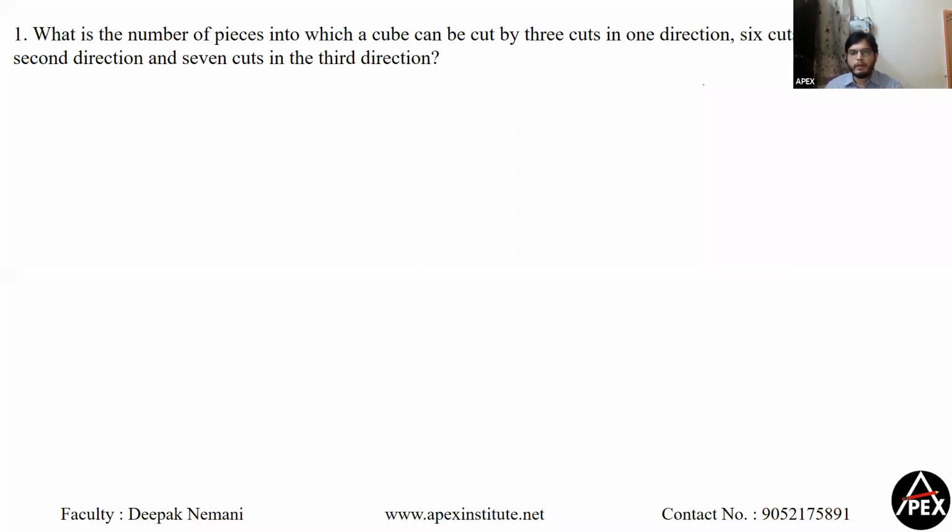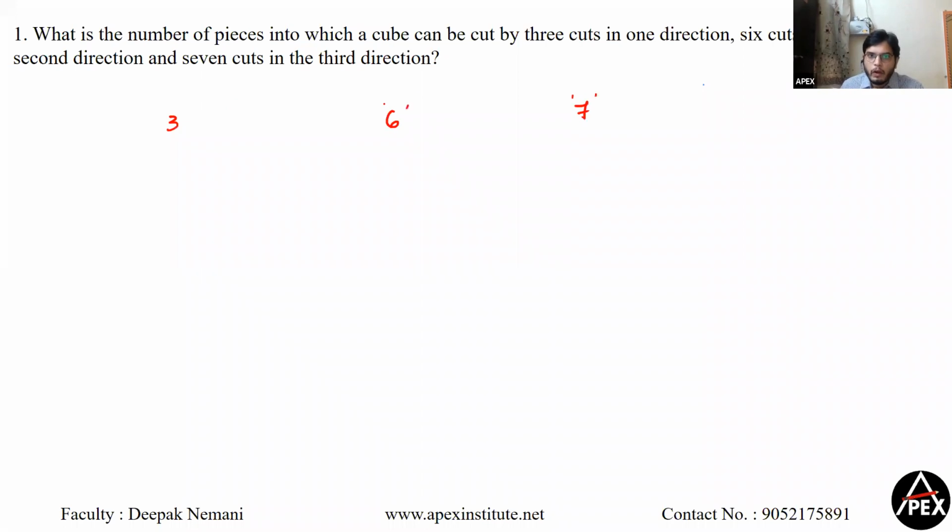Perfect. 26 replies. 224. Any different answer? 224 unanimous. So that should be the answer. So number of pieces into which a cube can be cut in 3 directions, making 5 cuts in one direction, 6 cuts in second direction, and 7 cuts in third direction.